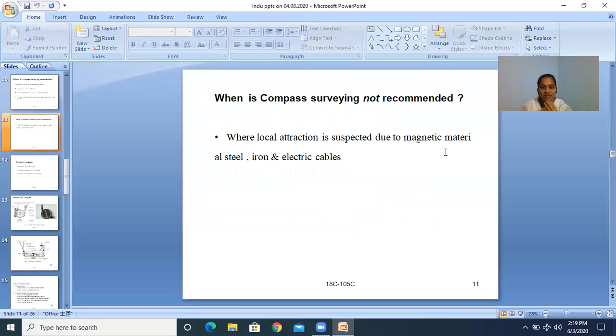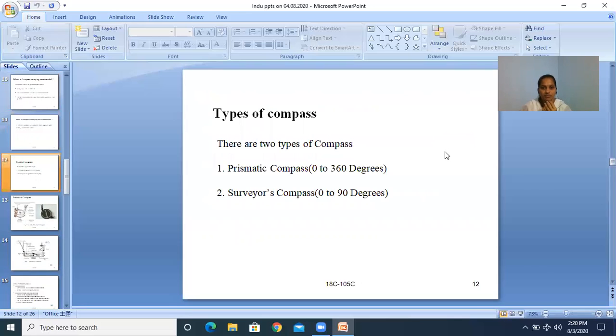When is compass surveying not recommended? That means the limitations of compass surveying. It is not recommended where local attraction is suspected due to magnetic materials like steel, iron, or electric cables. At that place, we cannot recommend compass surveying, because it may not give the correct value. So that is the compass surveying.